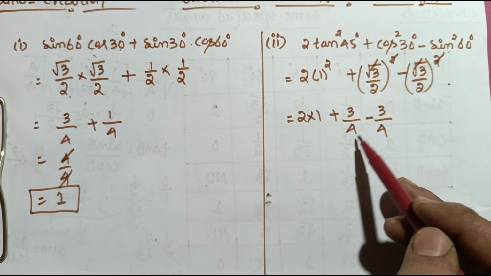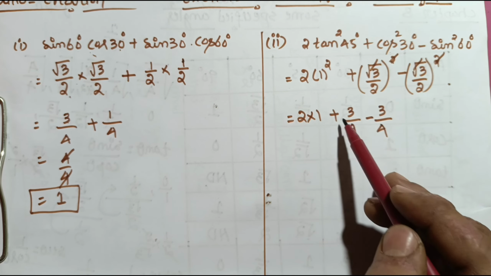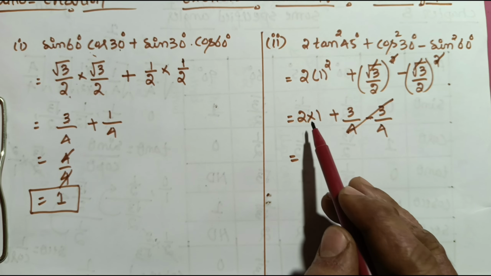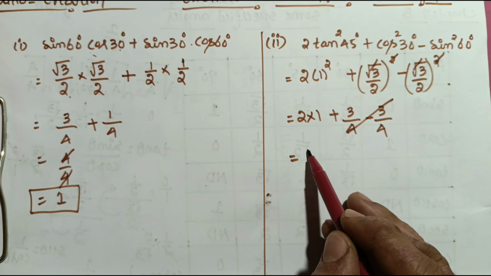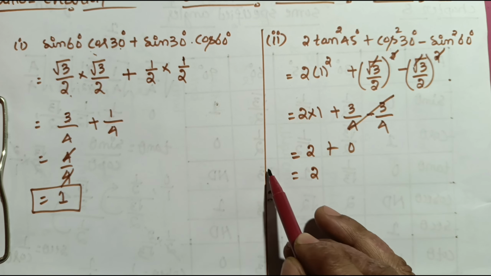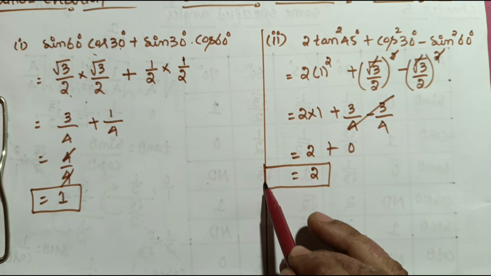Now 3 by 4 minus 3 by 4 plus 3 by 4 minus 3 by 4 is going to be 0. Therefore 2 into 1, which is equal to 2 plus 0. Therefore the final answer is going to equal to 2.